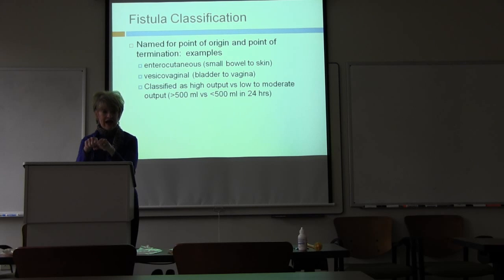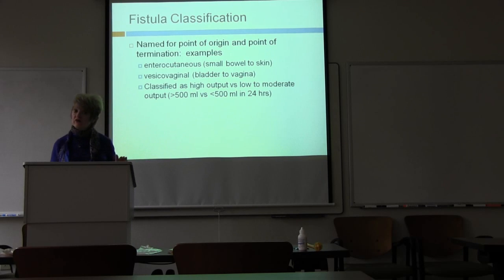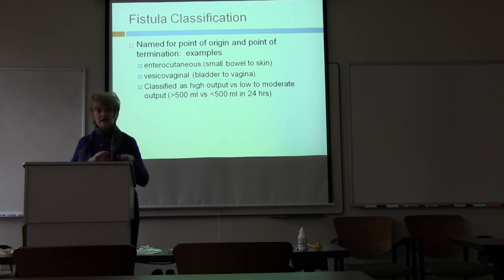In contrast, if I have a large opening and fluid is tracking through constantly, it's much harder to get that to close. Typically, the cutoff in most texts, with most authors, between low output and high output is 500 cc's in 24 hours. What we want you to think of is more the relationship between volume of output and potential for closure. And it's an inverse relationship. So as volume goes up, the potential for closure goes down. As you bring the volume down, the potential for closure goes up.